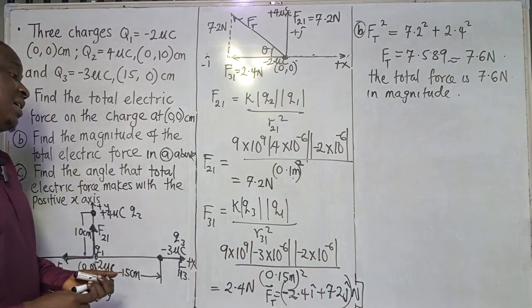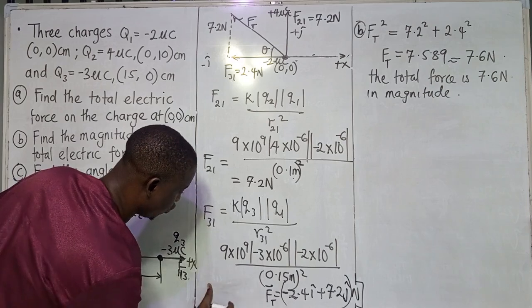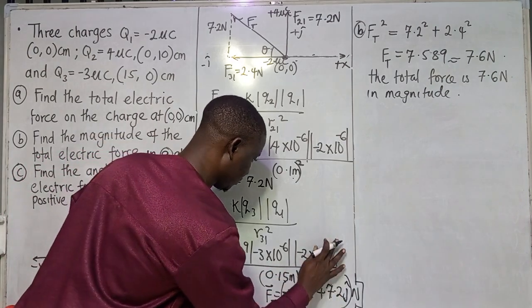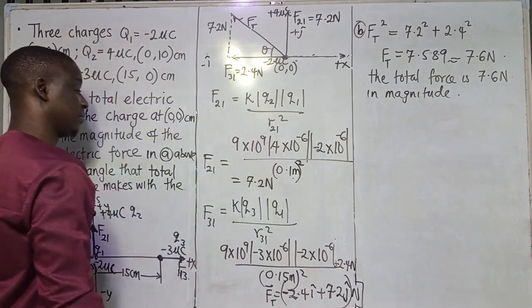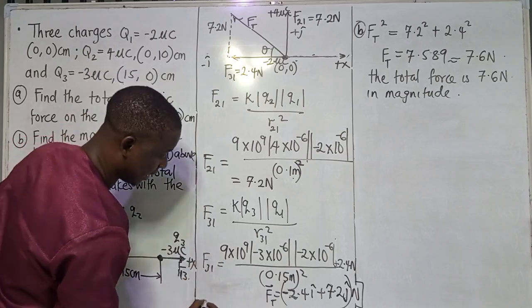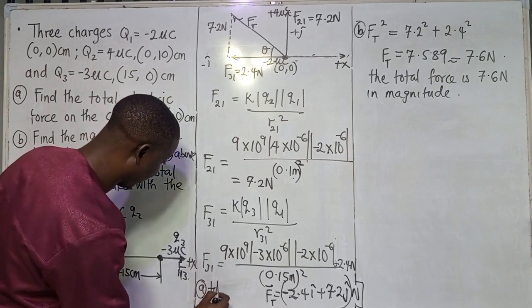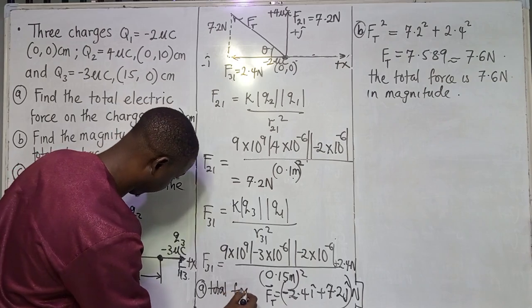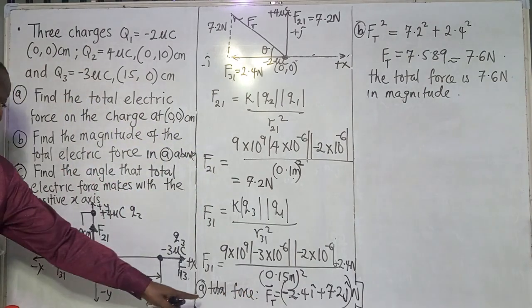So that will be our answer for A. It's 2.4 Newton, then 2.4 Newton, the F31. Then question A is what? Total force. That is the A question there. So we have solved A.